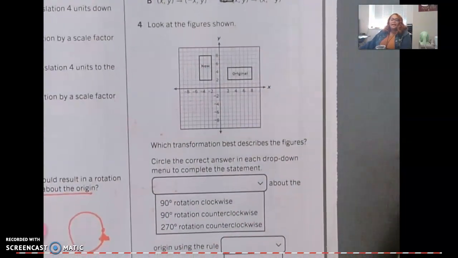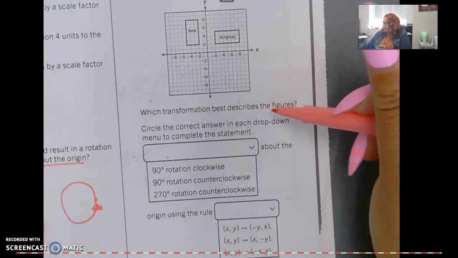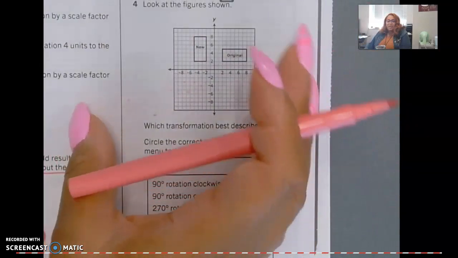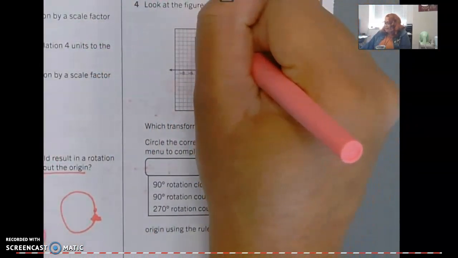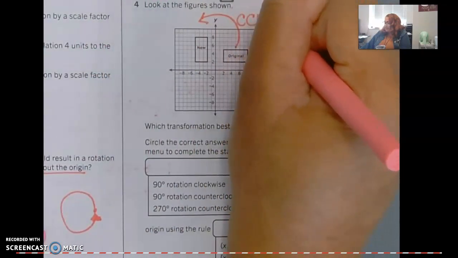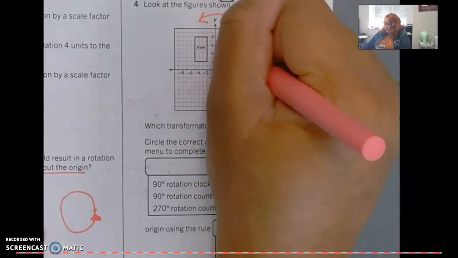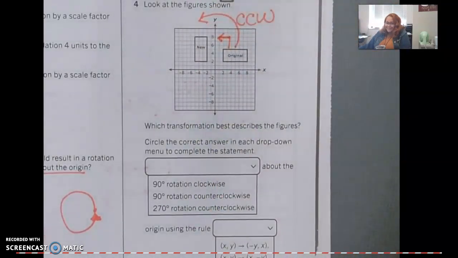All right, look at the figure shown. This is the new, this is the original. Which transformation best describes the figures? So it looks like my figure was turned, and it's going that way, which is clockwise, or I'm sorry, counterclockwise. And then I need to determine by how many degrees. So it made an L, hint, hint.